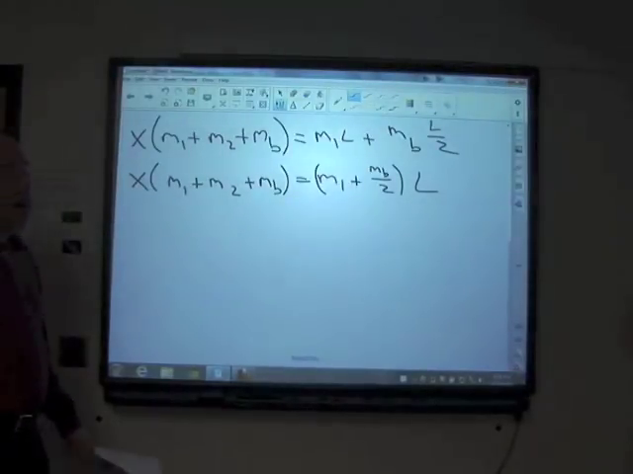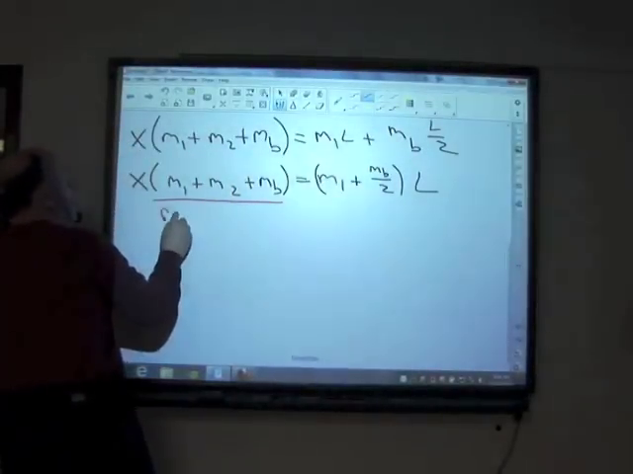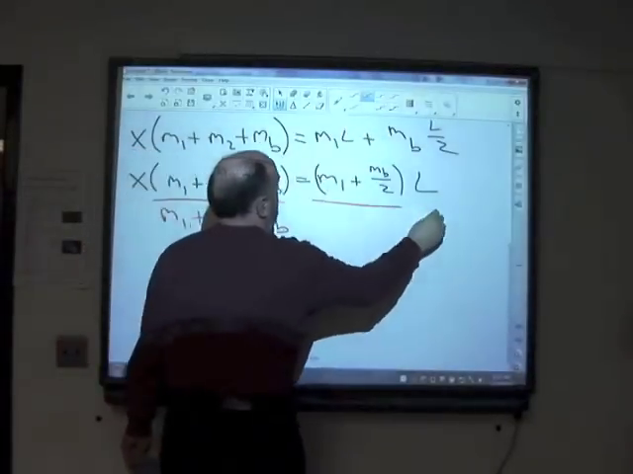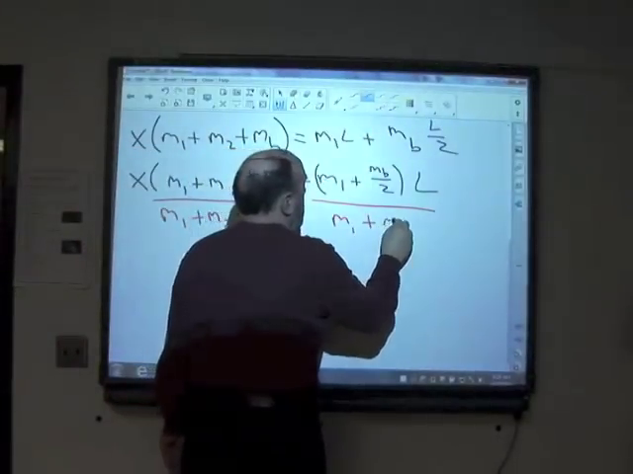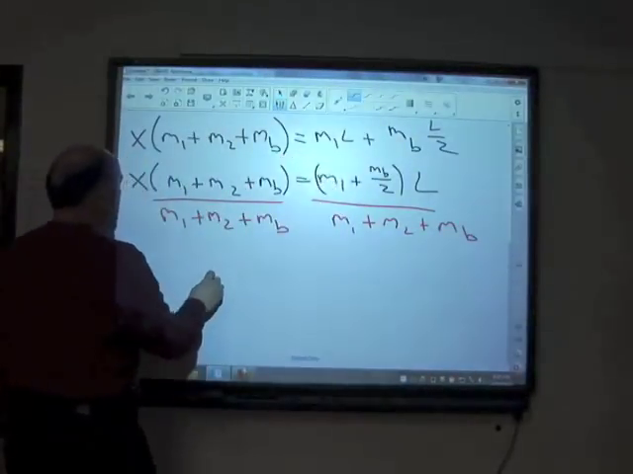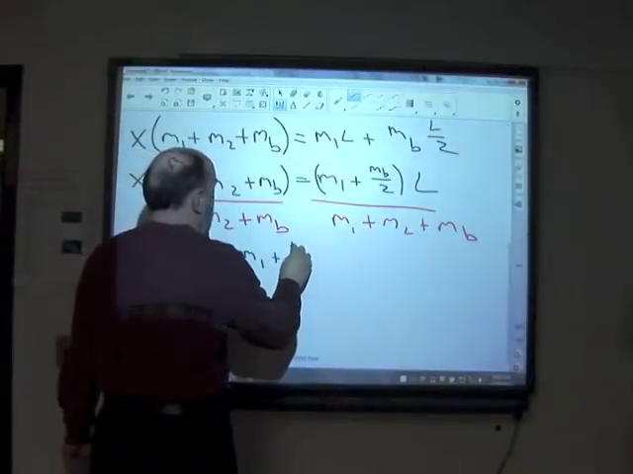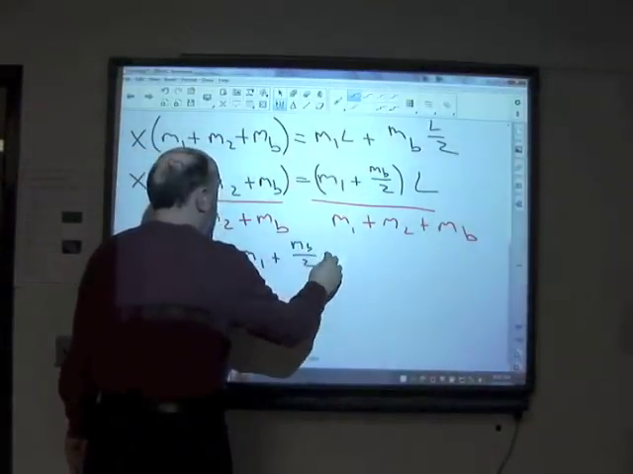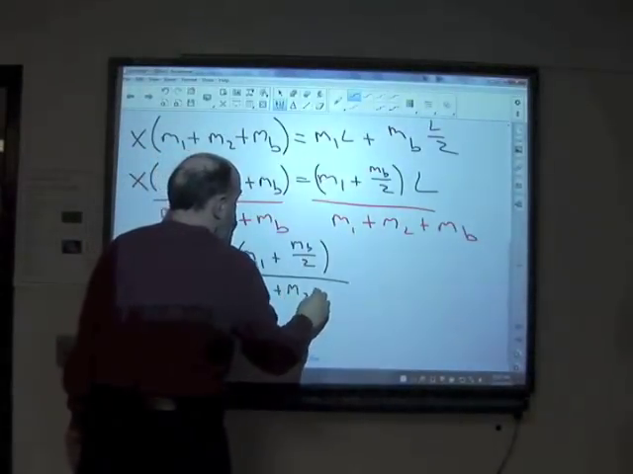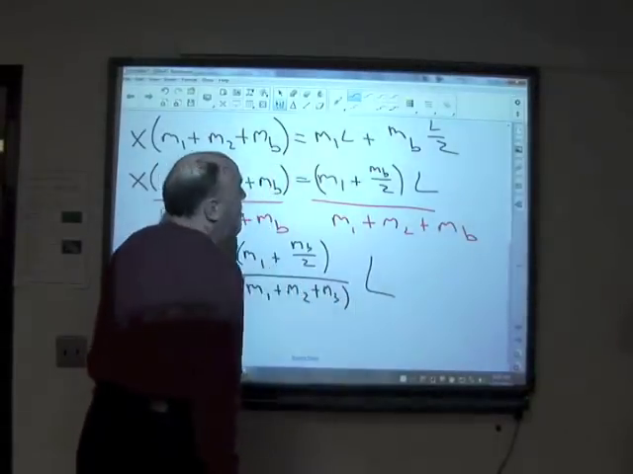Next step is to divide everything out and solve for x. So we divide everything by this side. This by that. And we end up that x is going to be M1 plus the mass of the board over 2 over M1 plus M2 plus M3, all of that times L.